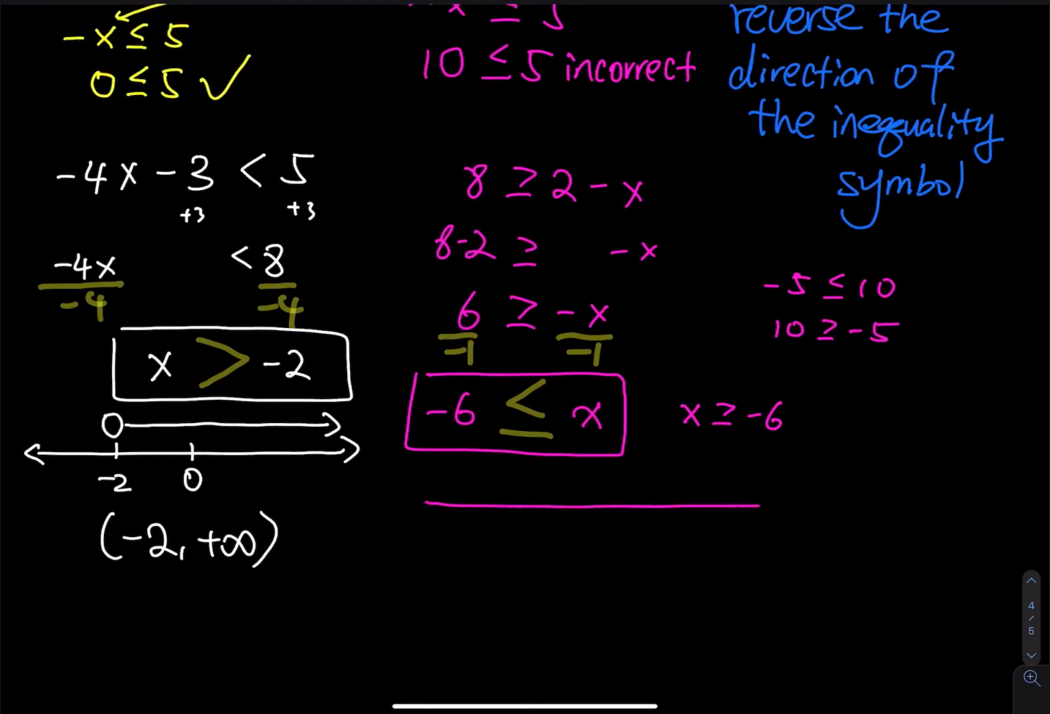And then number line, we have a 0, negative is on the left, so less than or equal to is shooting an arrow to the left. So we have from negative infinity to negative 6, including negative 6.